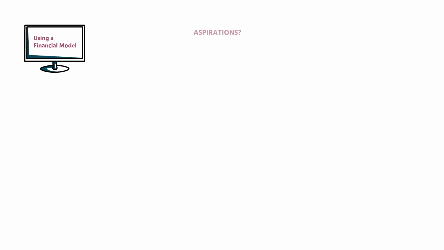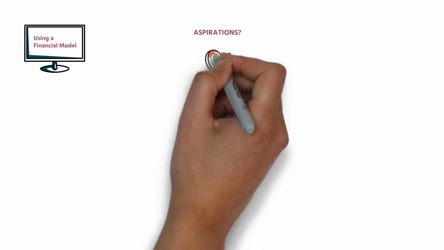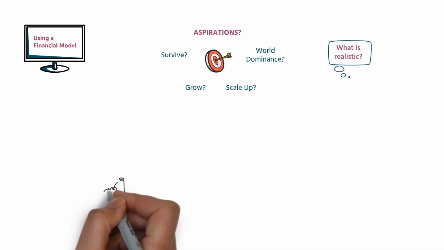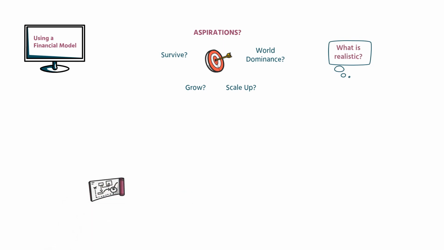Let's look now at using a financial model. So what are your aspirations? Survive, grow, scale up, world dominance? What can you realistically achieve? Once you've decided what your aims are, you can start to build your model. What do you need in order to achieve your aims? More staff, more equipment, bigger premises?